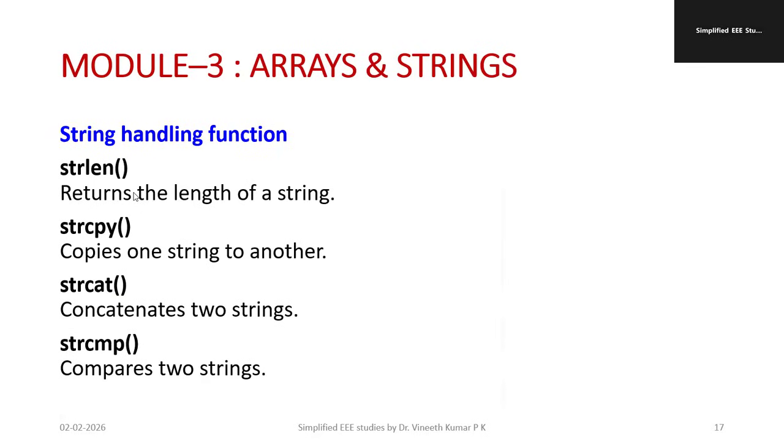strlen is a built-in function. It returns the length of the string. strcpy copies one string to another. strcat concatenates two strings. That means hello world. If you want to add hello plus world, then you will be using string concatenation. Hello world, if you want to get. What is strcmp? It compares the strings.